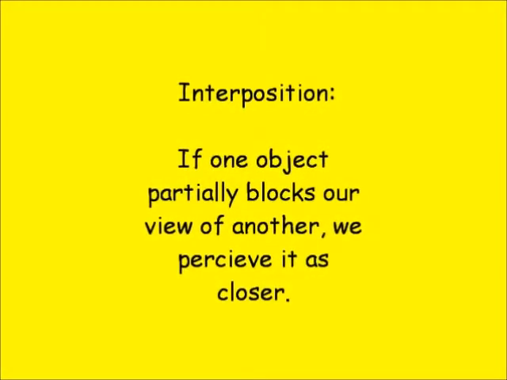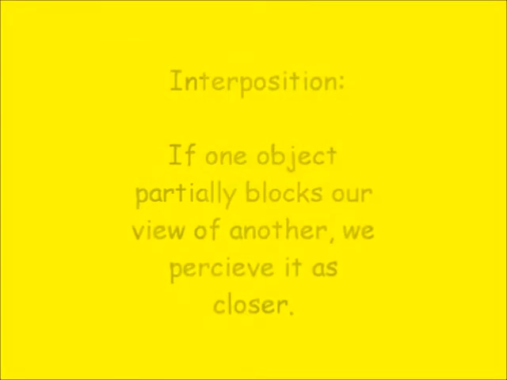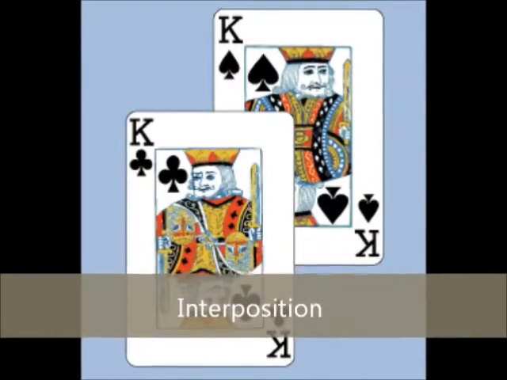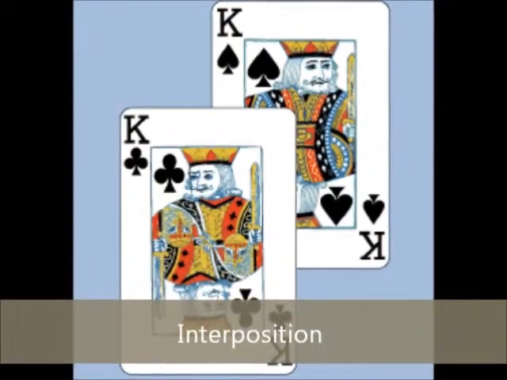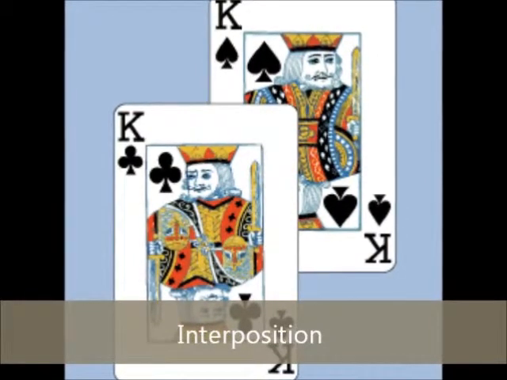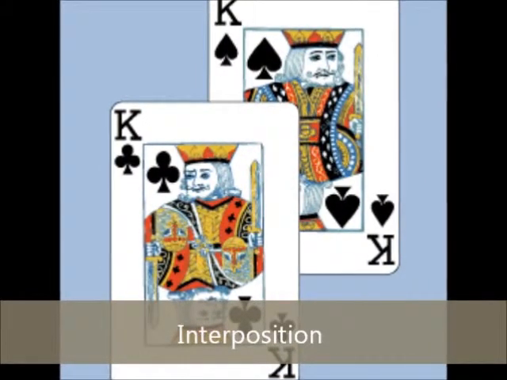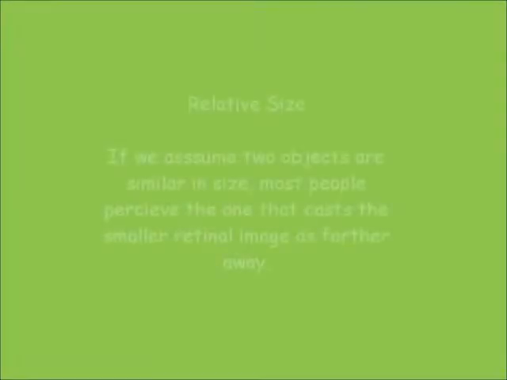Interposition. If one object partially blocks our view of another, we perceive it as closer. So there is a clover and a spades. They're both kings. So the one that is a clover is partially blocking the spades. So therefore we think that the clover is closer to us because it blocks the spades, which is behind it.